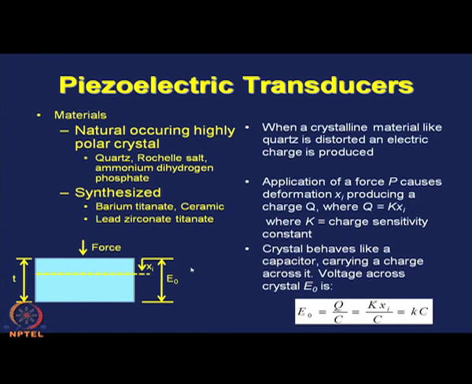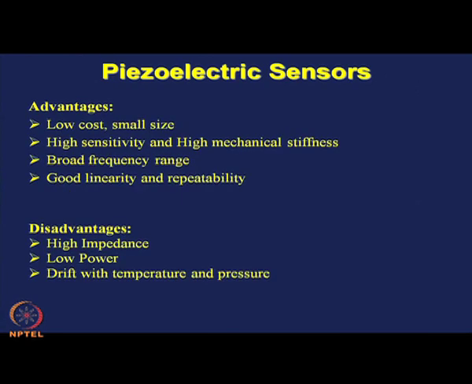So, the voltage that is produced is proportional to the charge. Naturally occurring highly polar crystals like quartz, Rochelle salt, ammonium dihydrogen phosphate, or synthesized materials like barium titanate ceramic, lead zirconate titanate are used for piezoelectric transducers.